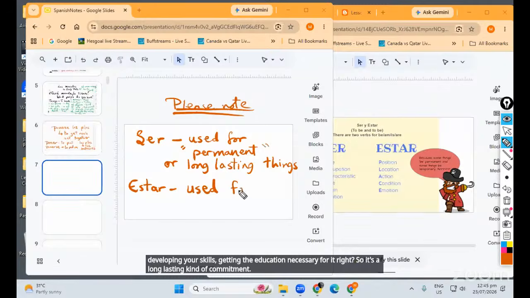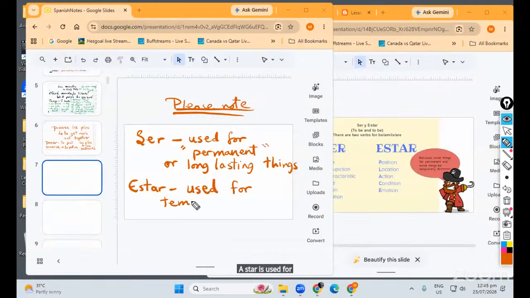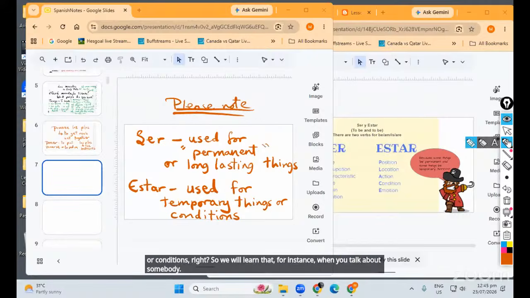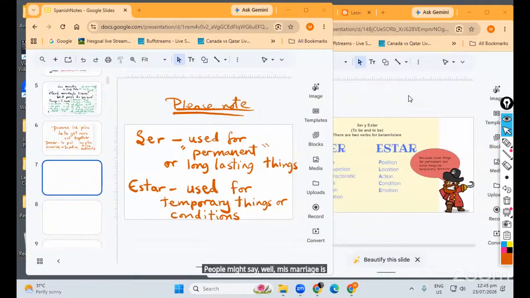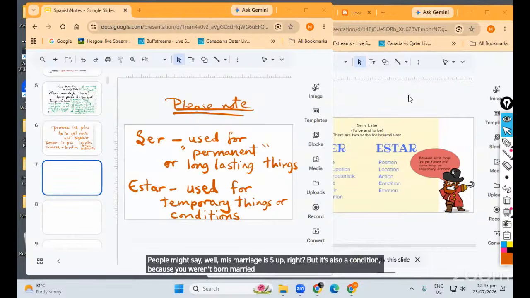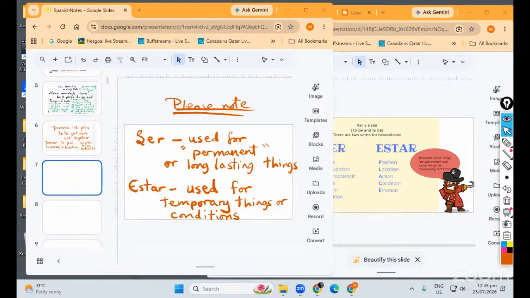Estar is used for temporary things or conditions, right? So we will learn that, for instance, when you talk about somebody, if they're married or not, you would use estar and not ser. And people might say, well, Miss, marriage is forever, right? But it's also a condition because you weren't born married. Right? So this we have noted. Ser for permanent things, estar for temporary things.